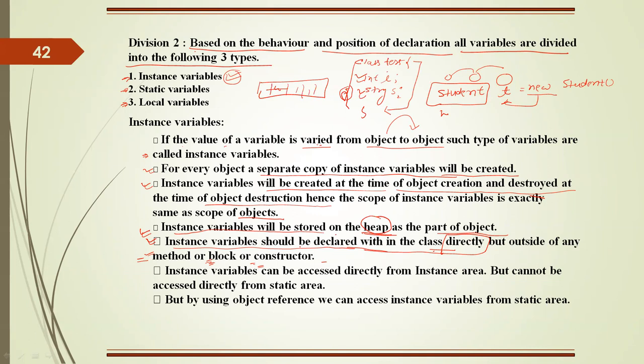Inside the block also you cannot say this is an instance variable. Inside the method m1 you cannot say this is an instance variable, and inside the constructor also you cannot declare an instance variable. If you declare any variable inside the constructor, this is not an instance variable. Strictly you can say that in front of the interviewer.